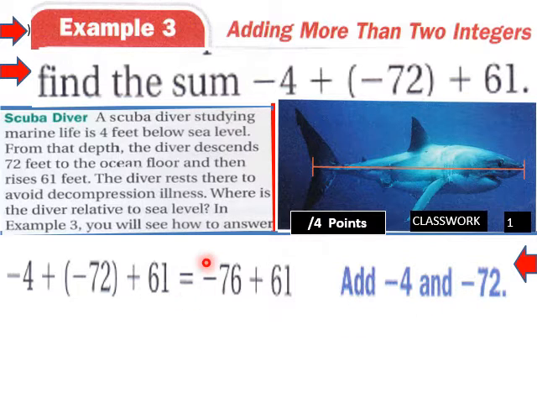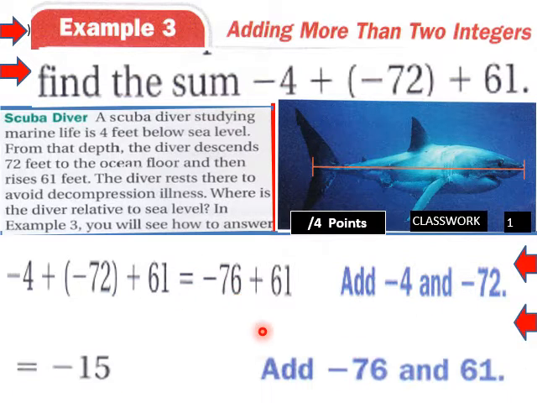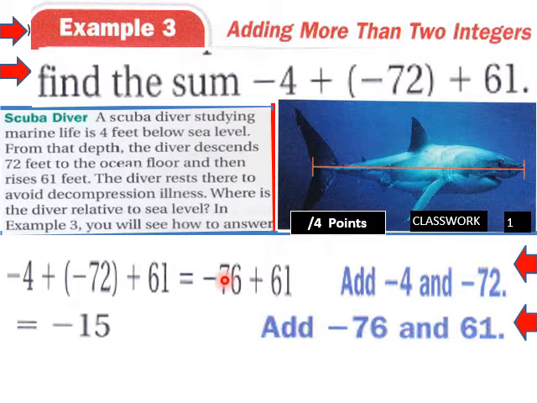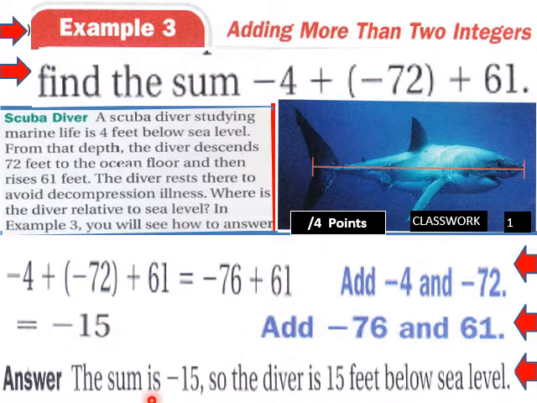-4 and -72, we add these and they become -76. And then -76 and 61 would be -15. So he's at -15, 15 feet below the surface to decompress, to prevent decompression illness. So adding -76 and positive 61 is -15. So the sum is -15. So the diver is 15 feet below sea level.